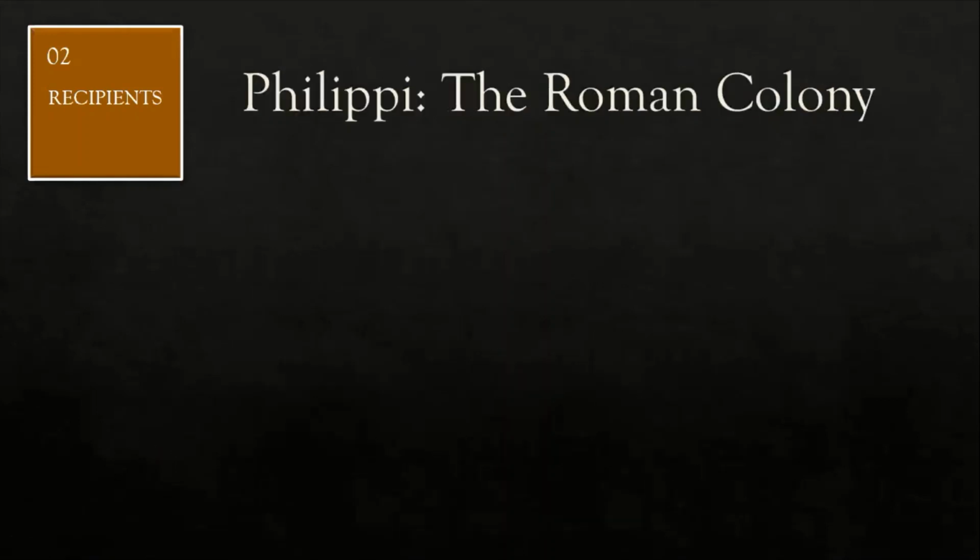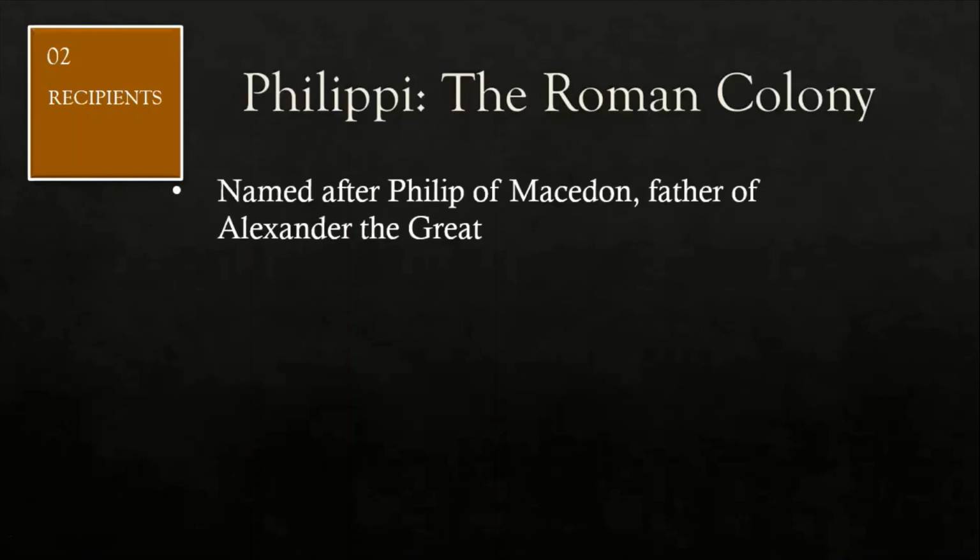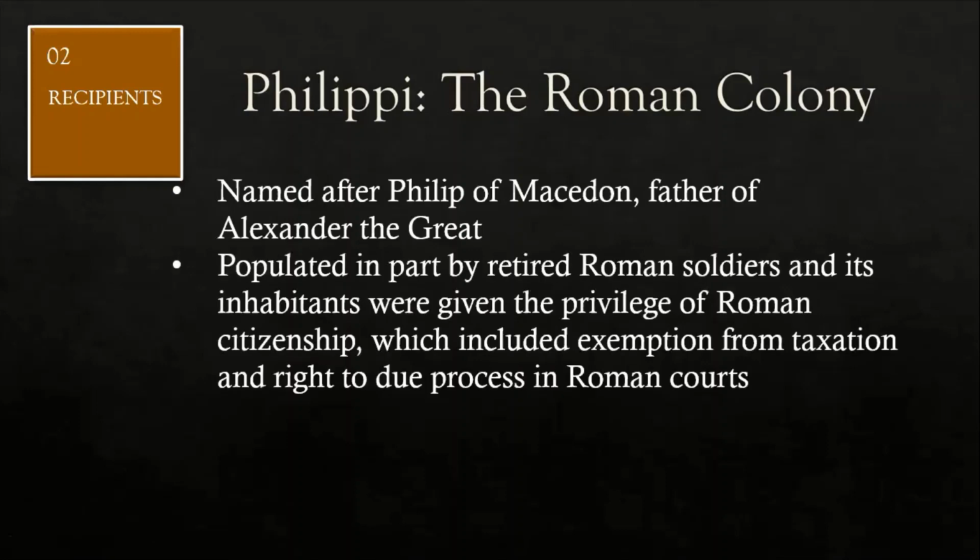So what do we know about Philippi as a city? Philippi was named after Philip of Macedon, the father of Alexander the Great. Yeah, this is quite an important city. This is a Roman colony. This city was populated in part by retired Roman soldiers, and its inhabitants were given the privilege of Roman citizenship, which included exemption from taxes and right to due process in Roman courts. So most of the population of Philippi was composed of mostly retired Roman soldiers.